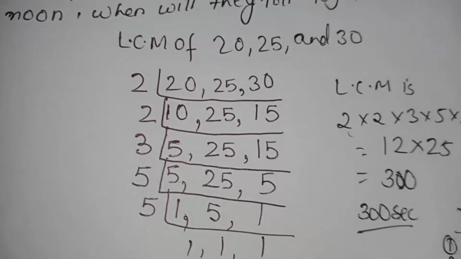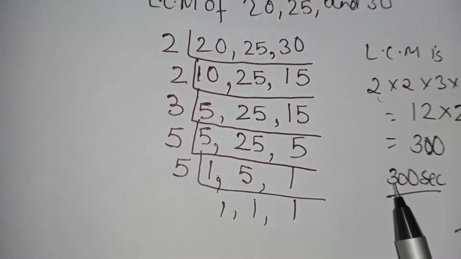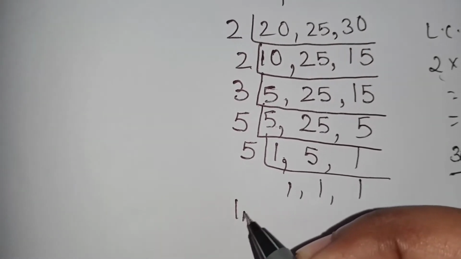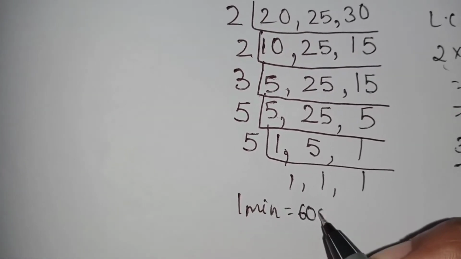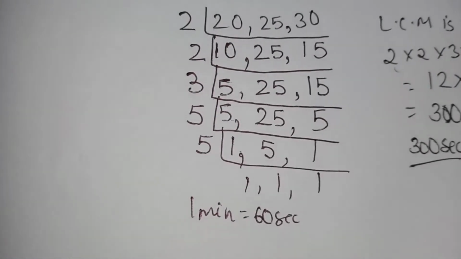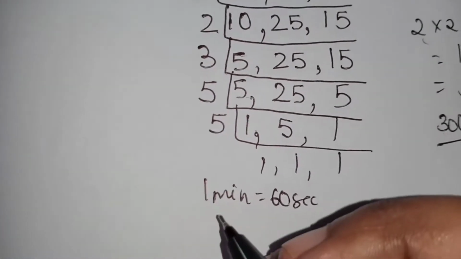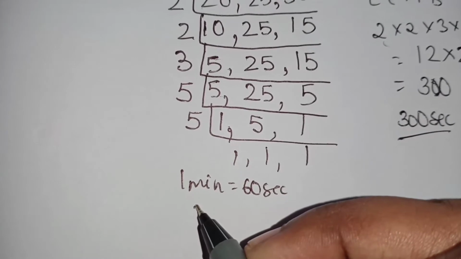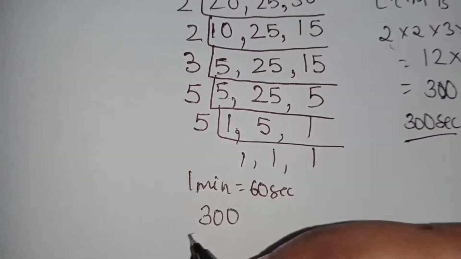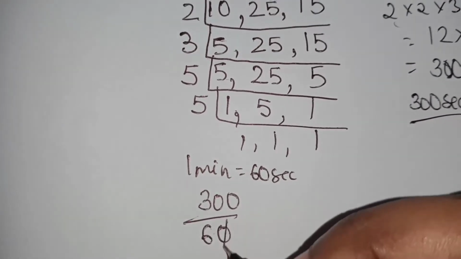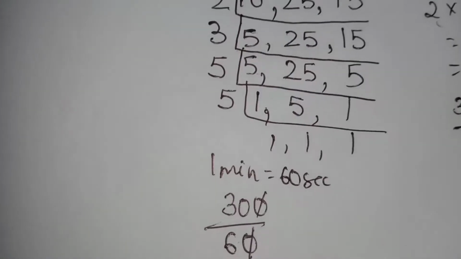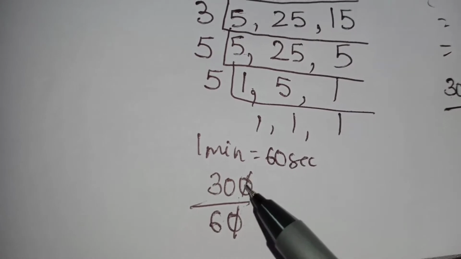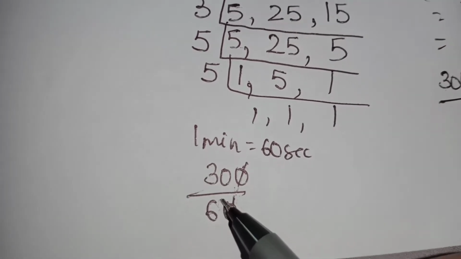So what you have to do is that this is in seconds, so I will convert this into minutes. I'll write here that 1 minute is equal to 60 seconds. So this is 300 seconds, and we are going to convert this into minutes. So 300 divided by 60 we will do. 0 0 cancel. Do it this way also, you will get the answer. If 0 is there at last, you can cancel it. 0 0 cancel. Now see, it becomes so easy.